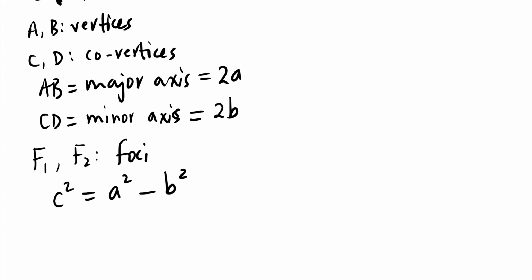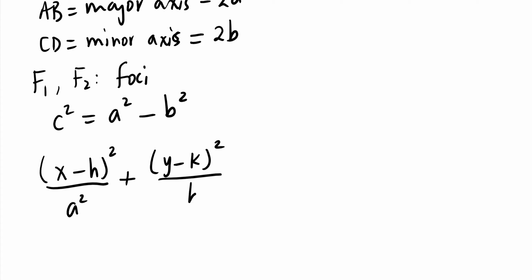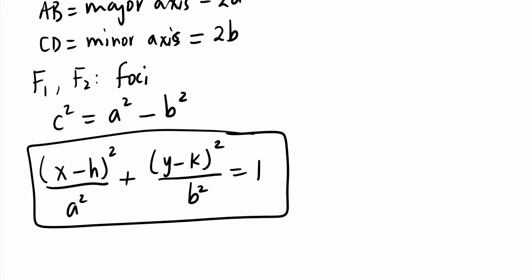Now, ellipses have their own formula. The formula for the ellipse, which takes a lot of time to prove where it came from, is (x minus h) squared over a squared plus (y minus k) squared over b squared equals 1. That's the main equation of the ellipse. Just so you know, a is always bigger than b in ellipses, because a is on the major axis and b on the minor axis.